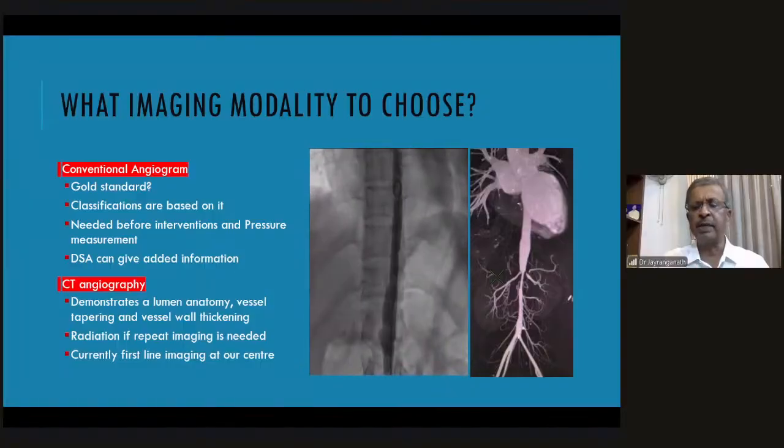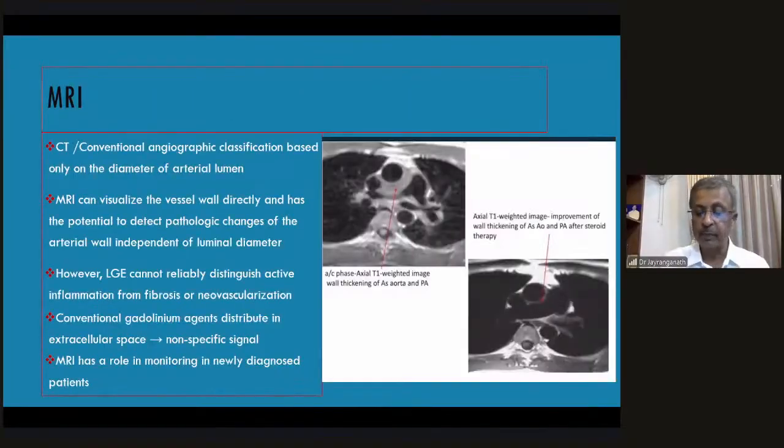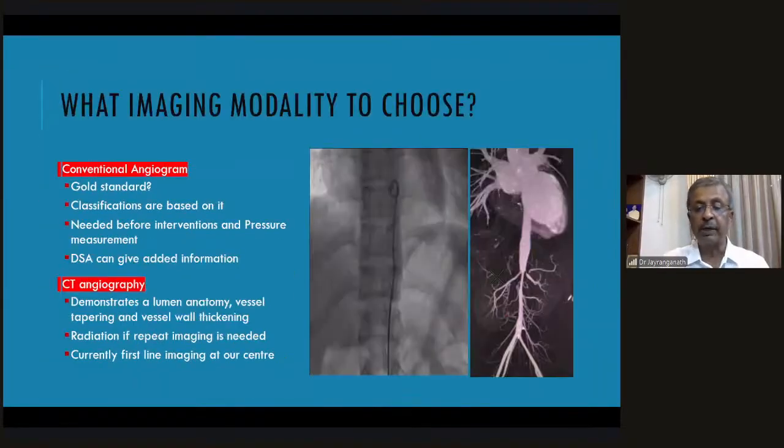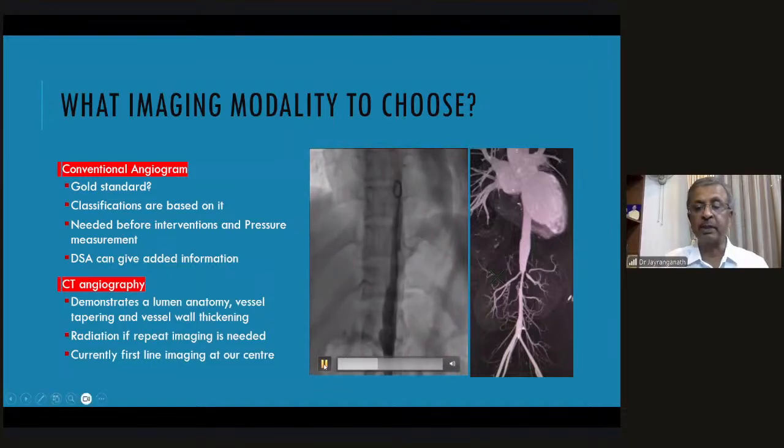CT is going to give us enormous information about whether your diagnosis is right or wrong. This is exactly you on the right hand side. You are seeing how the aorta looks like. Very ragged, irregular aorta. You cannot miss this.